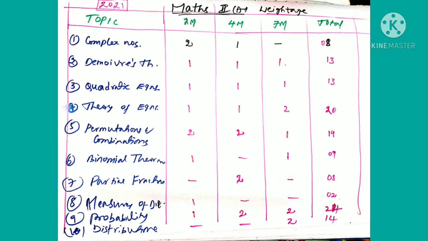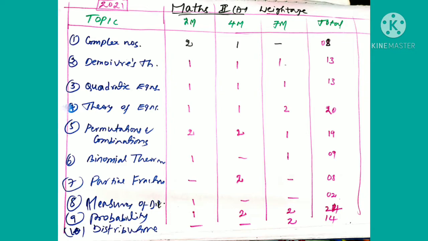Now what is the next topic? Quadratic equations and expressions. From this also one 2-mark, one 4-mark, and one 7-mark question, which means 13 marks weightage. And the next topic is theory of equations. From theory of equations, one 2-mark, one 4-mark, and two 7-mark questions will come, totally 20 marks weightage from this topic.